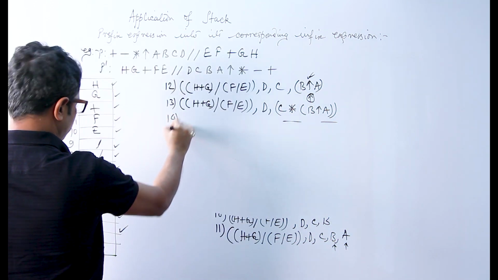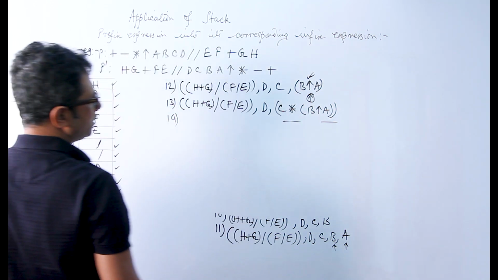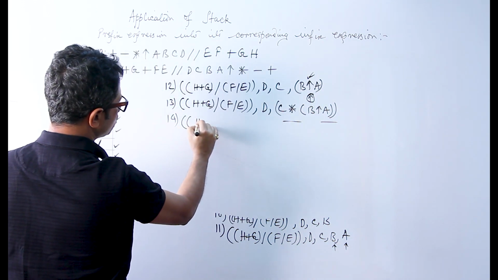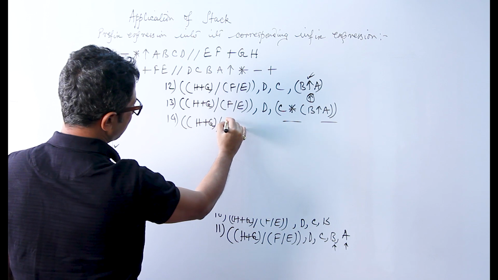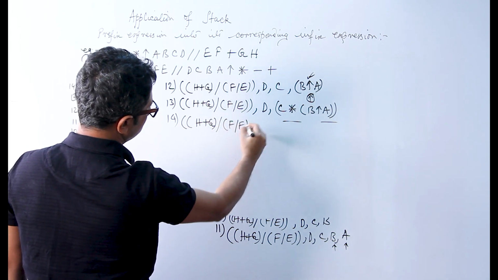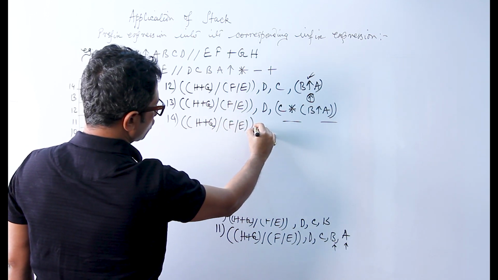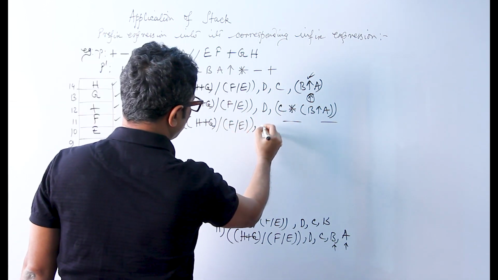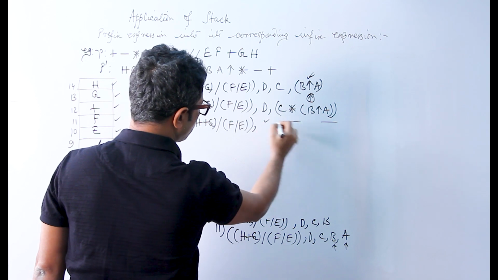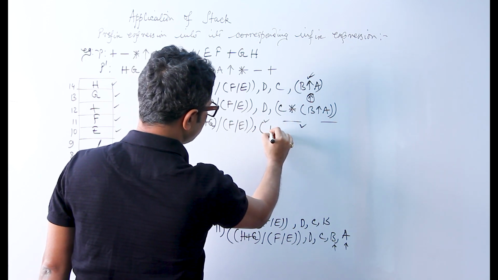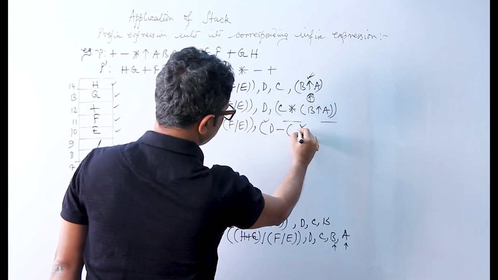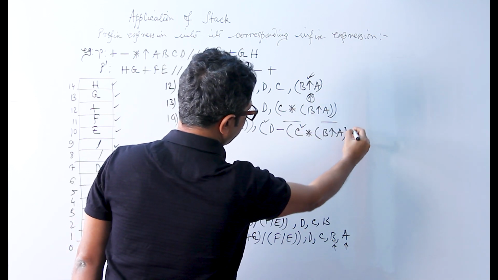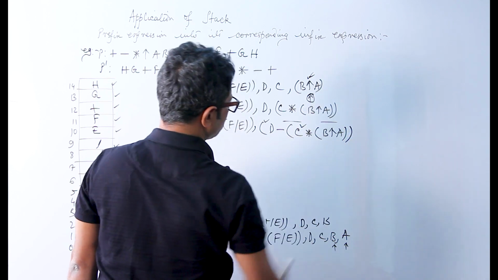Now after that, in the 14th step, we encounter a minus. The minus will be placed between these two, so it will become like this: H plus G slash F slash E, and then the minus will be performed on these two elements, this one and this one. That is D minus C star B exponentiation A closing parenthesis, closing parenthesis.